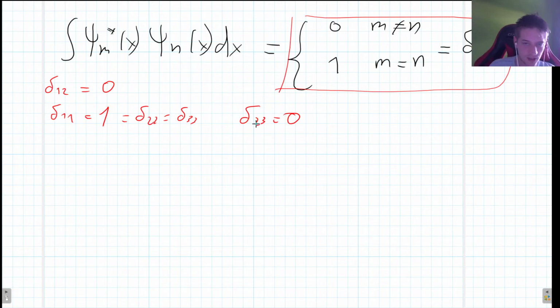Okay, so I hope you get the point. That is what this delta does. And this is the first part of these wave functions, very important. They are orthonormal to each other, and there's a property that will save you a lot of work in many situations. So that is the first part.